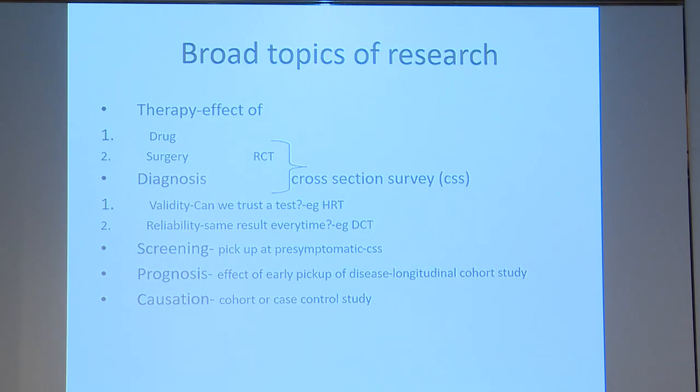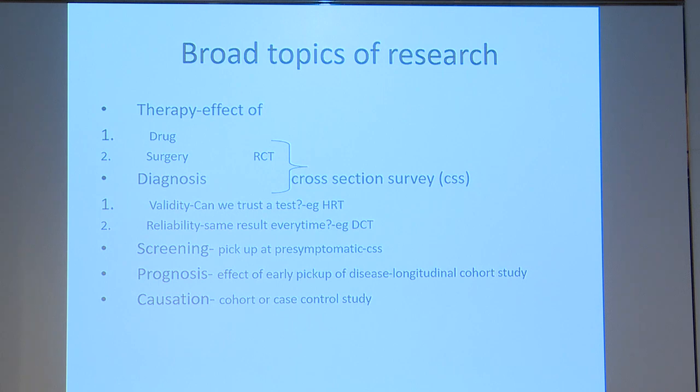So the broad topics of research which we normally do, we look at the therapy effect. This is what we will do most of the times in our lifetime. Then we look at diagnosis, validity, and reliability. Screening, when you pick up pre-symptomatic cases. So you do a cross-sectional study, and these are the people, out of them who is going to develop cancer. So you do a cross-section. So you look at one point in time.